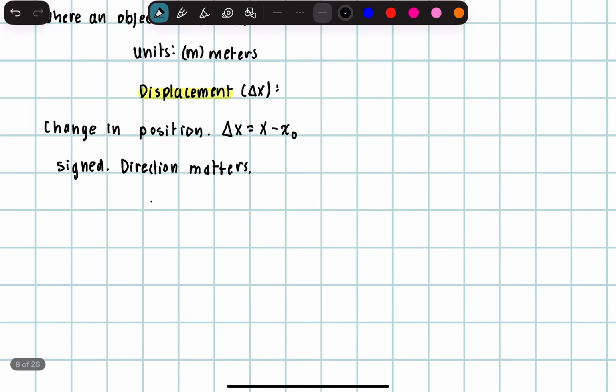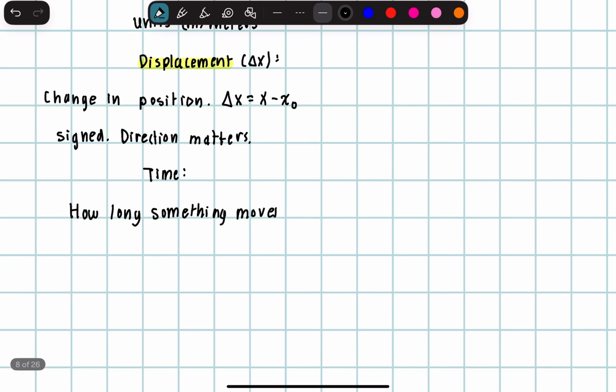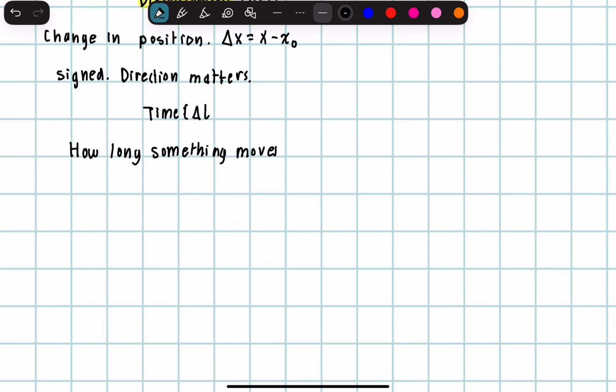Moving on, we have time. Time is how long something moves. And we represent this as delta t is equal to the time minus the initial time. And usually we set t initial equal to 0.